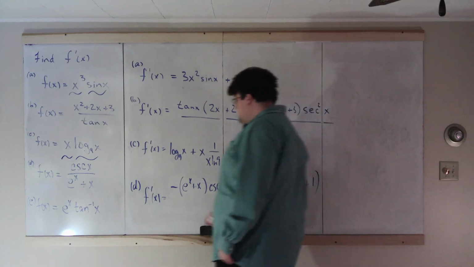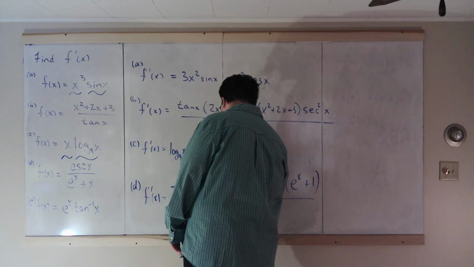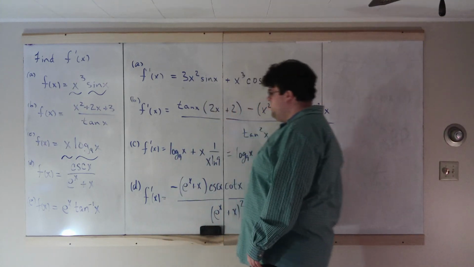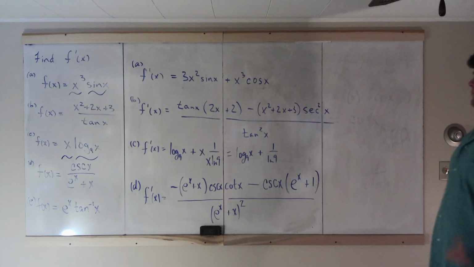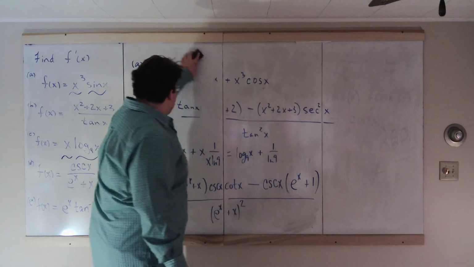And this is not done. We need to put this all over bottom squared. So we have bottom, derivative top, minus top, derivative bottom, all over bottom squared.